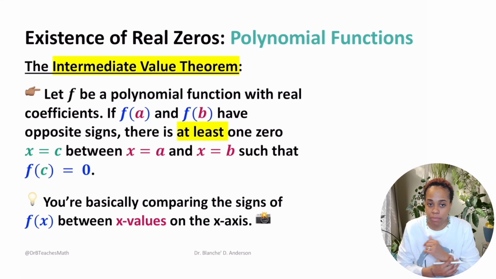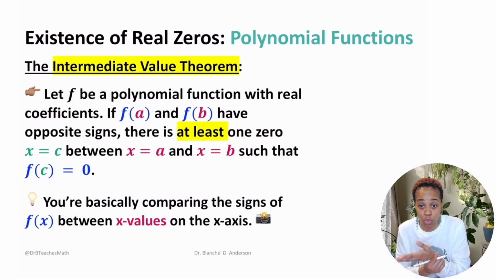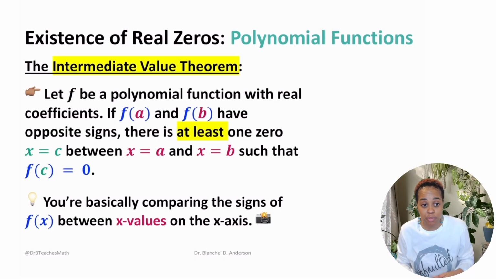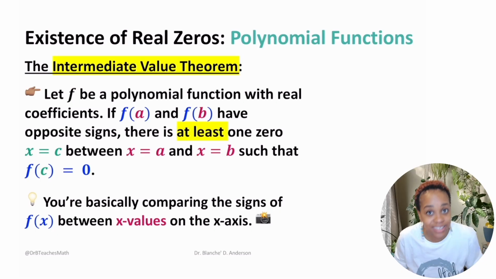They have this intermediate value theorem, and I'm just going to read this to you, okay? It says, let f be a polynomial function with real coefficients, meaning real numbers. If f of a and f of b have opposite signs, there is at least one x-intercept at x equals c between x equals a and x equals b such that f of c equals 0. What?